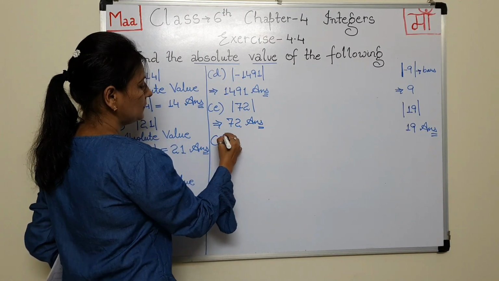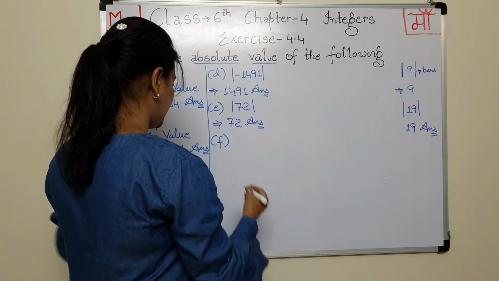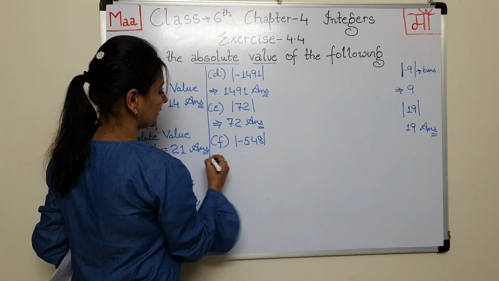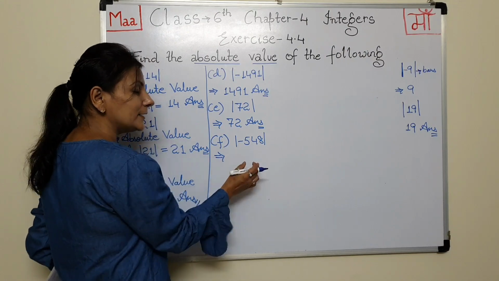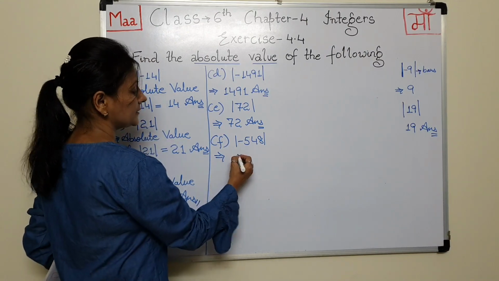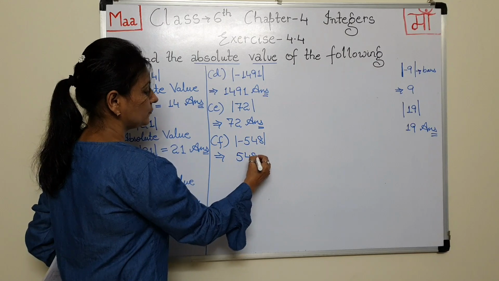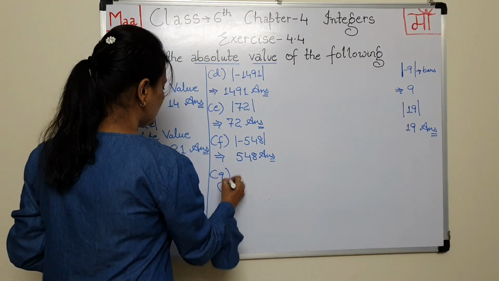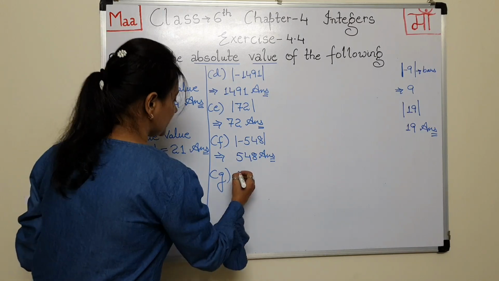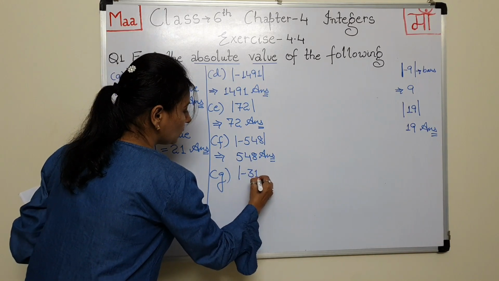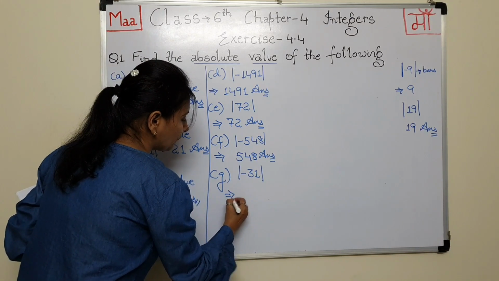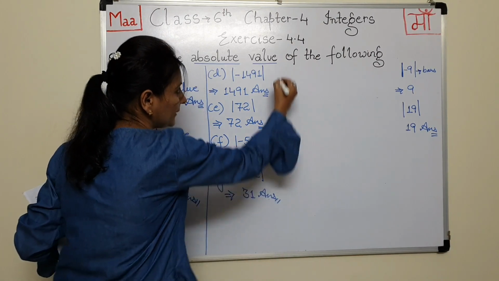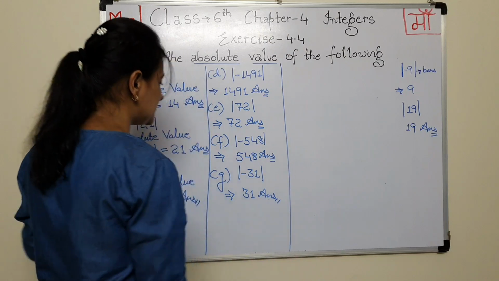Fine. Then in F part, it is minus 548. So again, it is very simple. The absolute value of minus 548 is equal to only the numerical value, that is 548. Okay. Then in next part, it is minus 31. So the absolute value of minus 31 will be 31, only the numerical value. So that was G part.